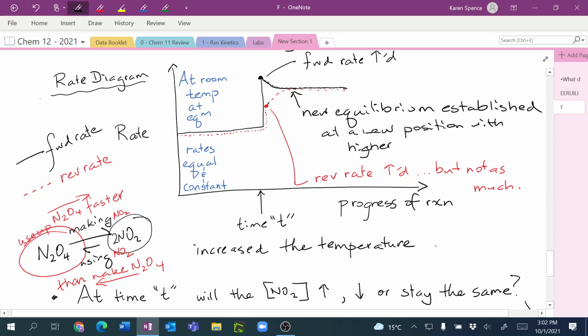Yeah, and we're going to start talking next week about the stress and the response. So we stressed the system by changing the temperature, and then the system responded by shifting and making more of the product and less of the reactant until the rates balance out again. Okay?